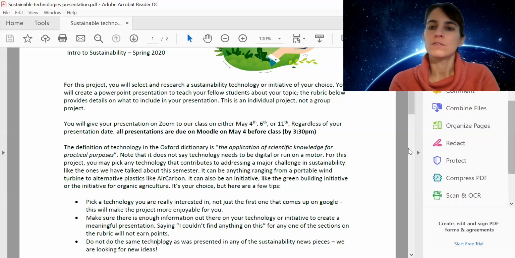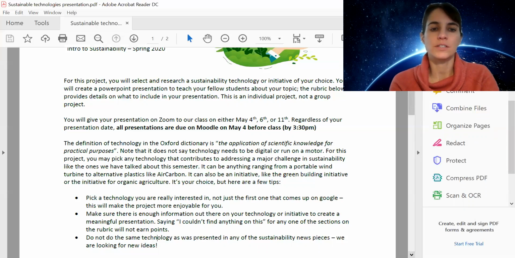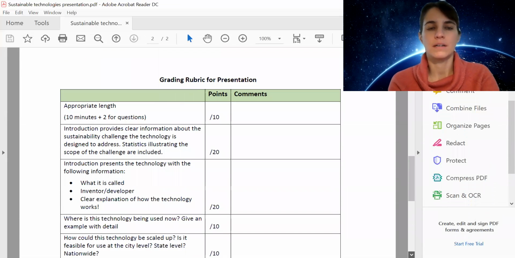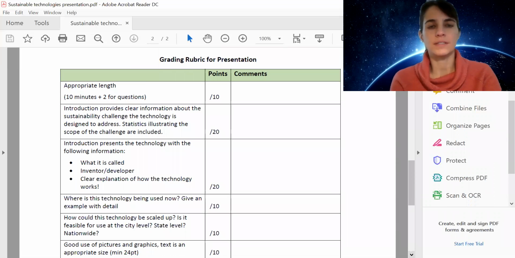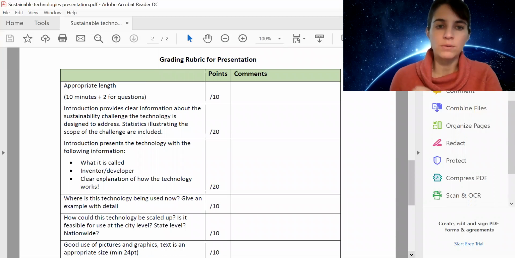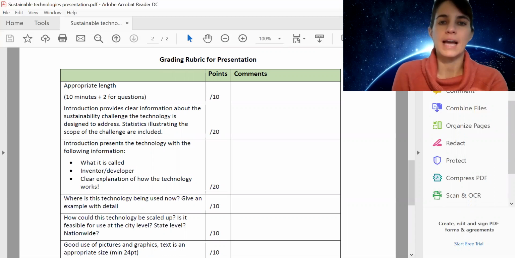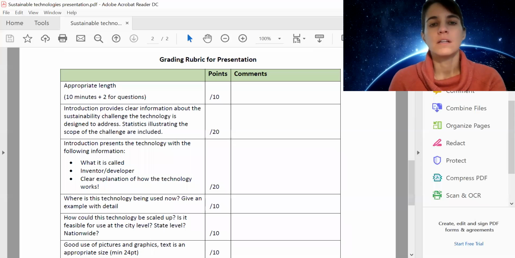Okay. So what else about the presentation? Let's go down here where I have put a complete rubric. Do not make your presentation or do your research without referencing this rubric. This is just showing you literally how I'm going to assign the points. So your presentation should be about 10 minutes long, and we'll have about 2 minutes afterwards for questions.